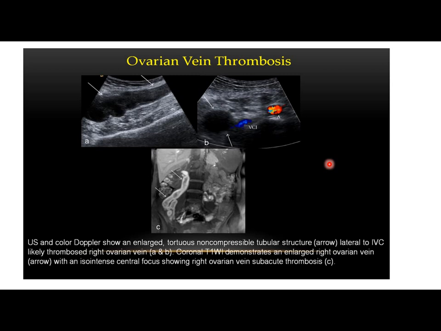However, ultrasound is somewhat difficult for diagnosis because of the presence of bowel gas in this area. Here the ultrasound showed a dilated tubular structure with absence of flow lateral to the IVC. This is a complete thrombus of the right ovarian vein. Also, this sagittal and coronal contrast enhanced image shows an enhancing wall, with absence of flow, and multiple hypointense areas within the vein indicating thrombosis.